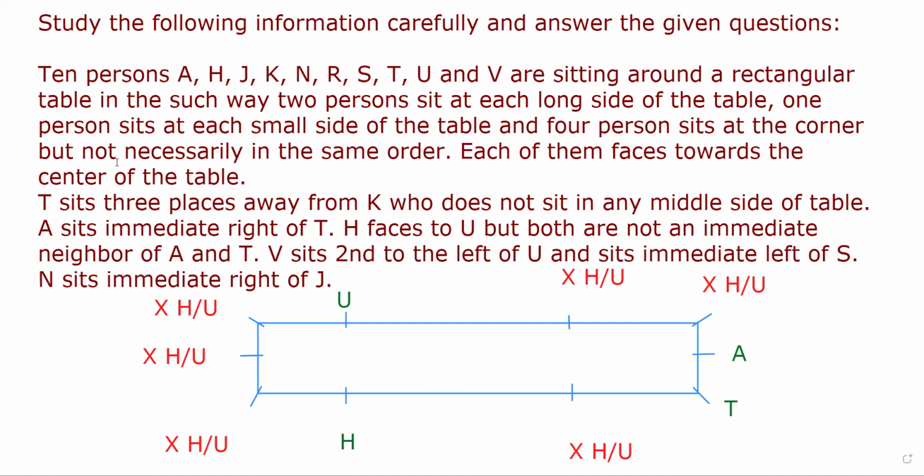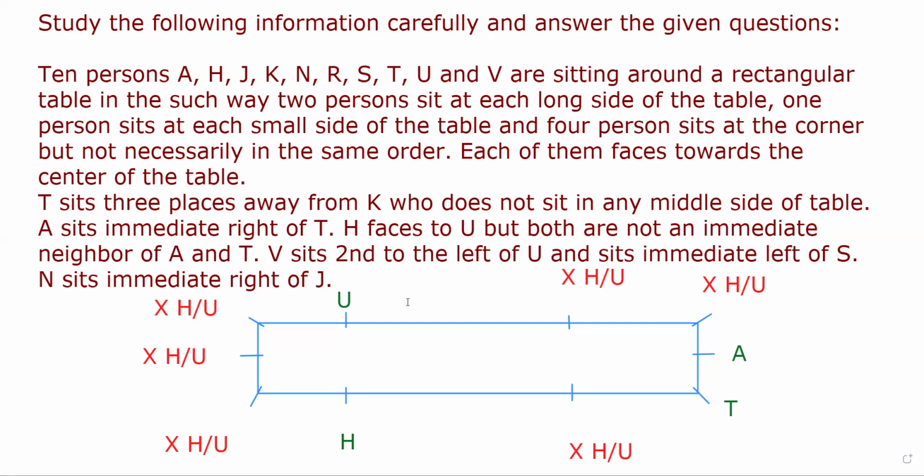Now, T sits 3 places away from K, who does not sit in any middle side of the table. Then we are correct. See, here it means that T will not sit in any middle of the table. It means the position of T will be in the corner, right? So we have put that, which means we are right. We are on the right track.